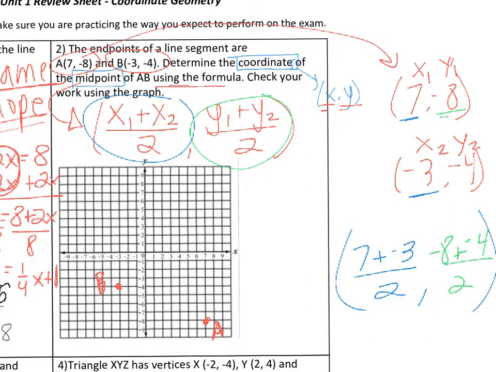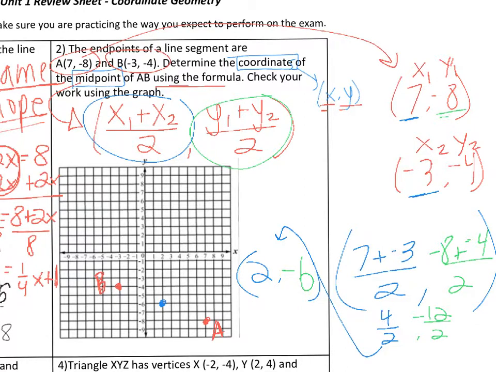So for our x-coordinate, we have 7 plus -3, which is 4, and when we divide that by 2, we get 2. For our y value, we have -8 plus -4, which is -12, and when we divide that by 2, we get -6. So our ordered pair is (2, -6), and we can plot that by going to the right 2 and then down 6, and we see that point here.